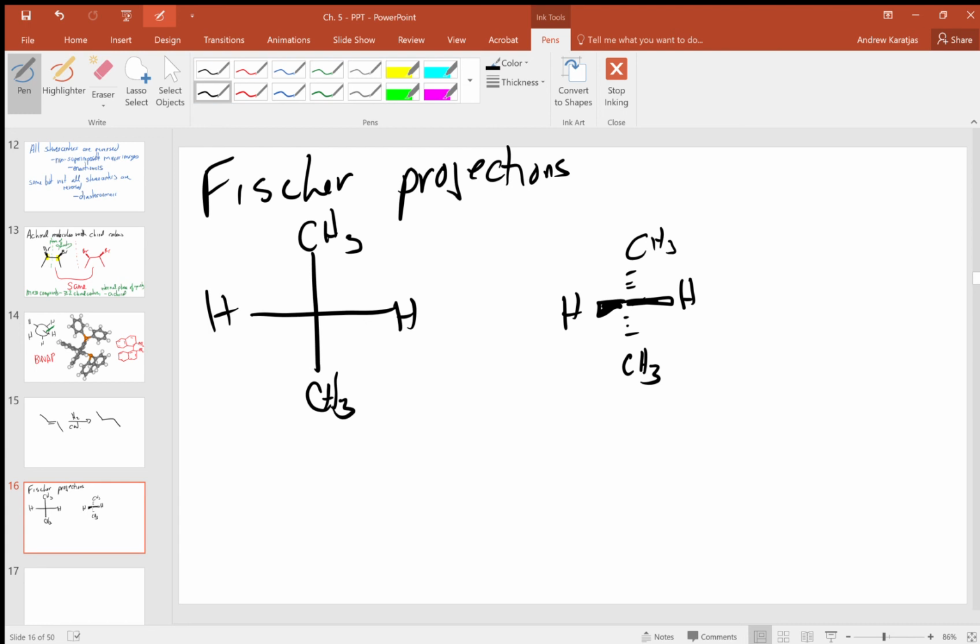But basically what they represent is that you've got a carbon here at the center, and then the bonds to the left and right, those groups point forward, and the ones at the top and bottom point back.